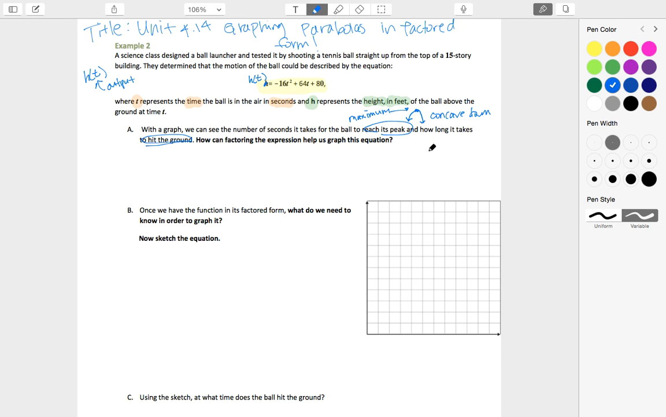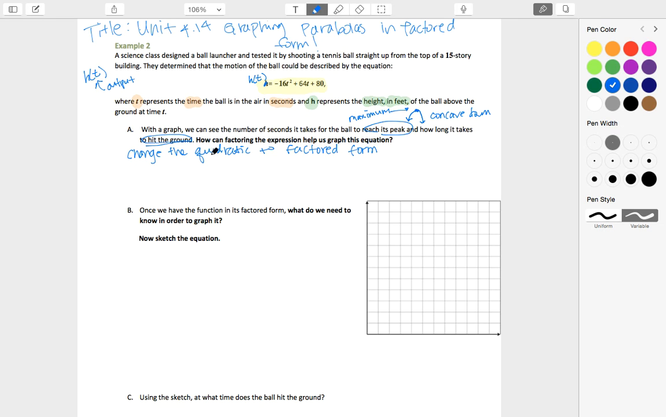So here it says how long it takes to hit the ground. So at one point we want to figure out when does it hit the ground. But let's answer this question. How can factoring the expression help us graph this equation? Okay, well, we can change this quadratic to factored form. Okay. Why do we want to do this? This is so that way we can determine the zeros or the roots at which the parabola crosses the x-axis.